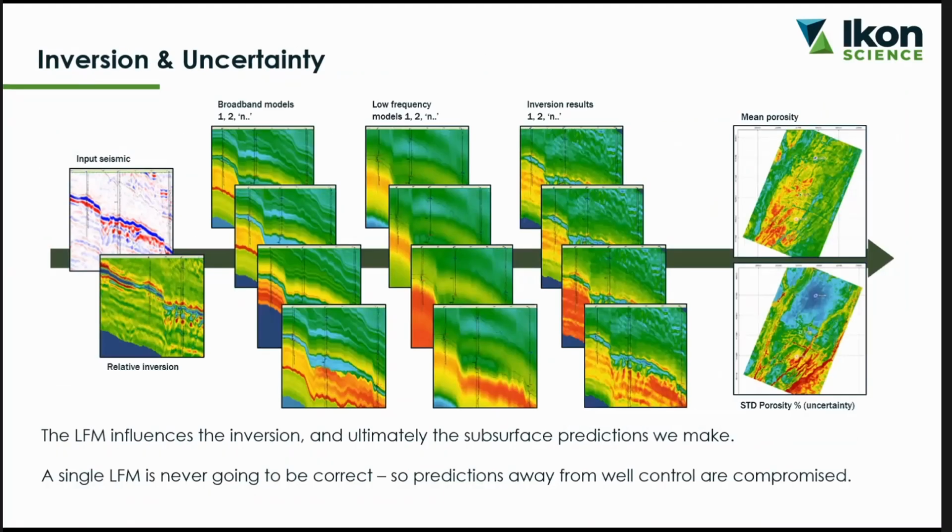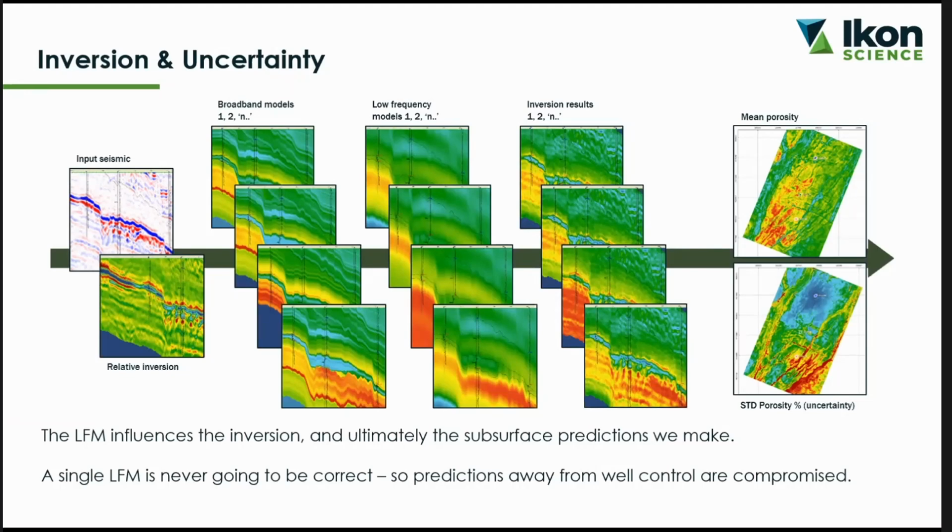And again, without laboring the point, the low frequency model has an influence on the inversion. Of course it does. And if you change your low frequency model, you change your outputs. So this is just showing a simultaneous inversion run with a number of different low frequency models, giving a number of different results out of the inversion, converted to porosity using some transform. And then we have n number of porosity estimates. And we can look at the mean and the standard deviation. And we can see basically that there's a big spread. And that's, in this case, just a function of the type of low frequency model that was used.